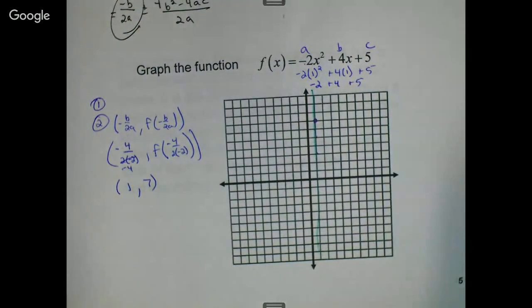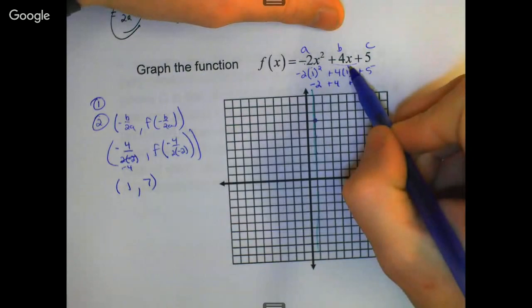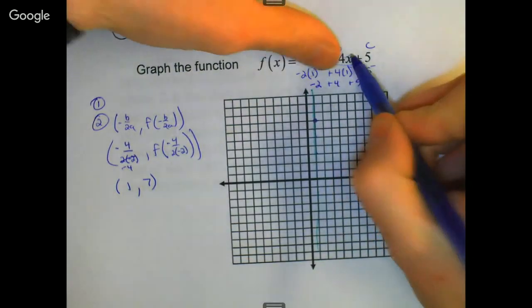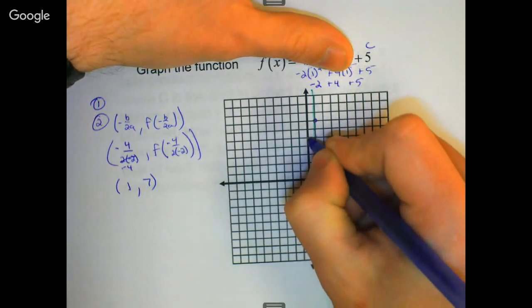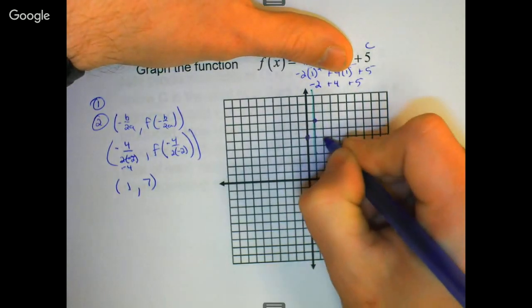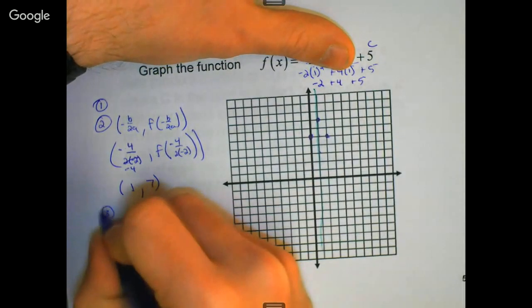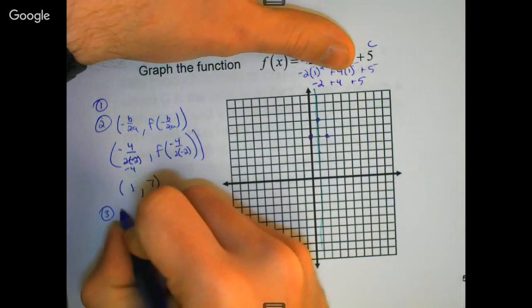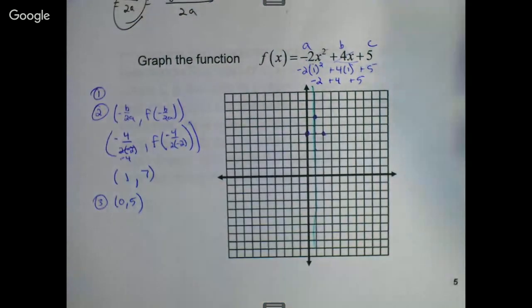Okay. So now I need some additional points. The easiest one to find from this form is your y-intercept. So this goes away, and I got 5. So 1, 2, 3, 4, 5. And I'll reflect that over. Okay, so that's step 3, your y-intercept. So what do we say that was? 0, 5. Okay, so there's my 3 points.